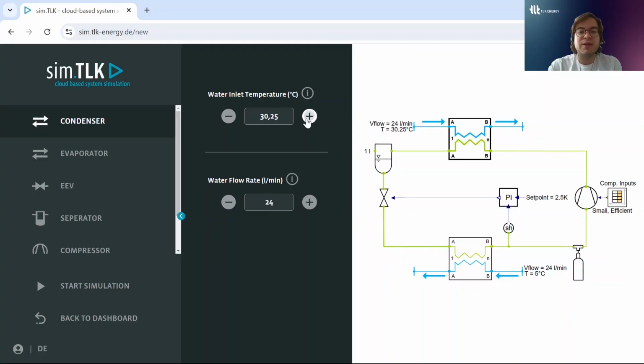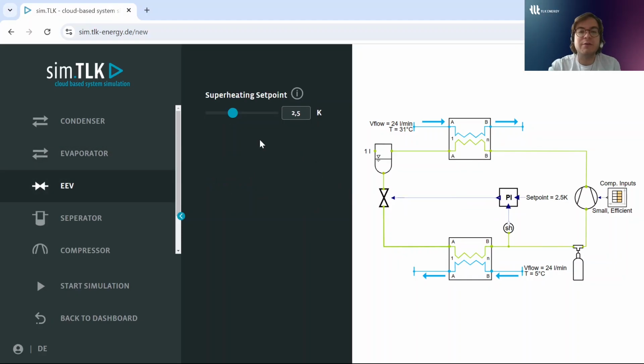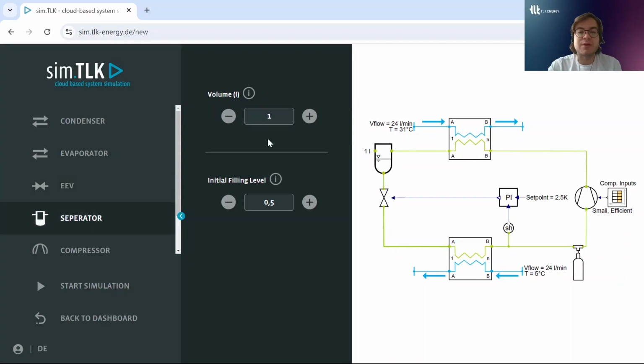We can, for example, change the water inlet temperature going into the condenser here to 31, and we could also change the water flow rate. Then we can click through the different components. Here we can click through the valve and change the degrees of superheating of the refrigerant coming out of the evaporator. We can click on the separator and change the volume or the initial filling level. If we change it, it's represented on the figure. We'll keep it at 1 liter.